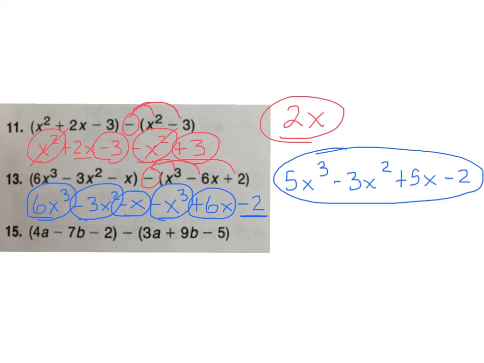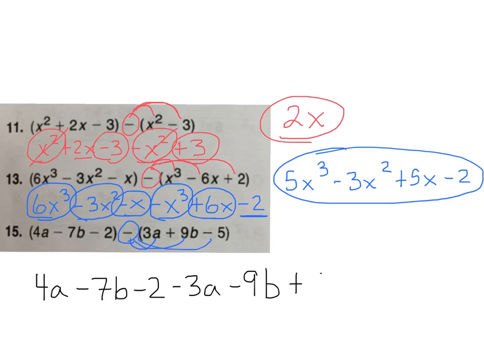All right, so on this last one, we've got to distribute this negative, don't we? And I've got 3 terms to distribute it to. So I'm going to take this negative right here and distribute it there, there, and there. And when I do, I have 4a minus 7b minus 2 minus 3a minus 9b plus 5.